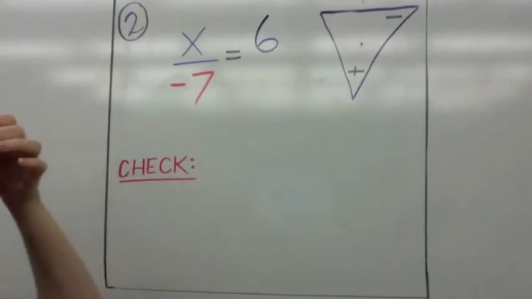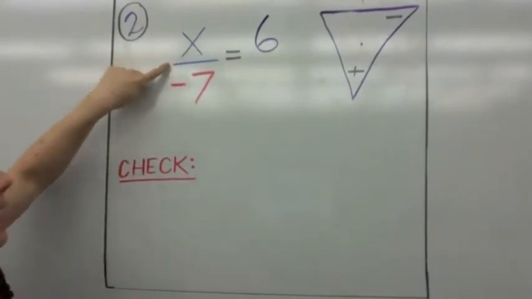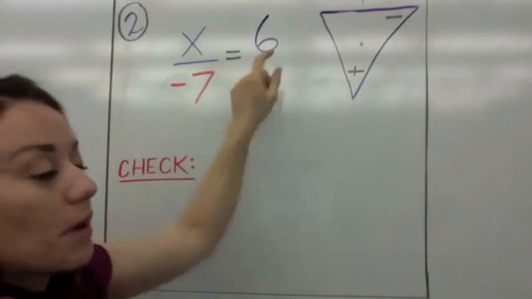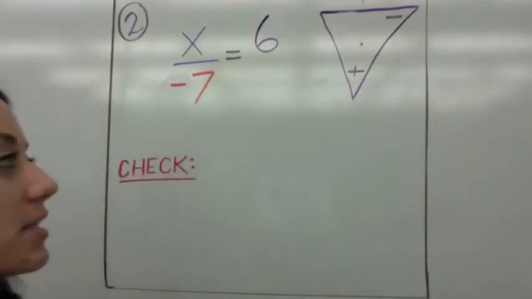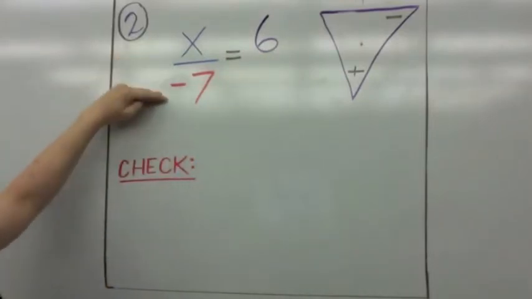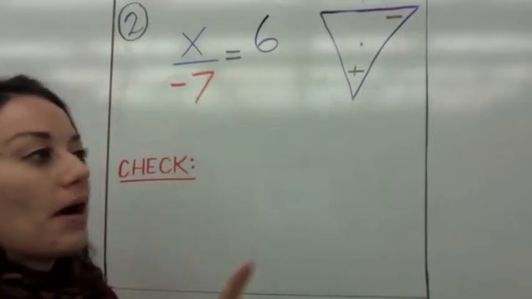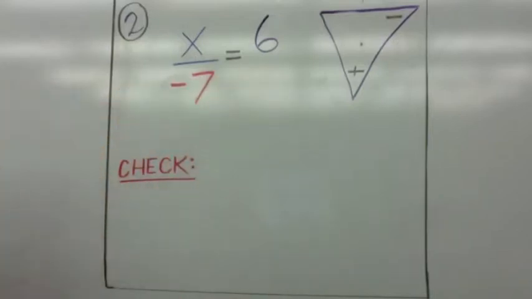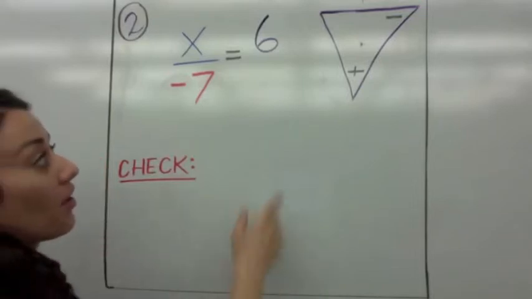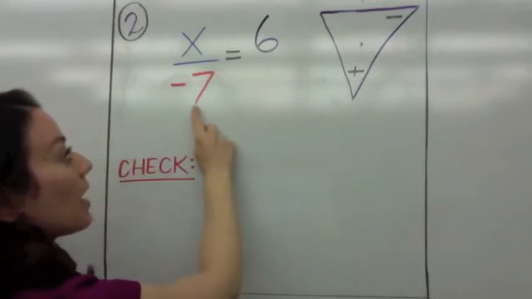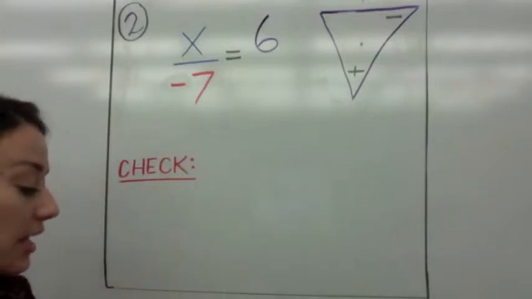Okay, so let's look at a new example. This says x divided by negative 7 equals positive 6. So it's asking what number divided by negative 7 gives you a positive 6. What's different about this equation? Before, our answers were negative. Now we're dividing by a negative integer.